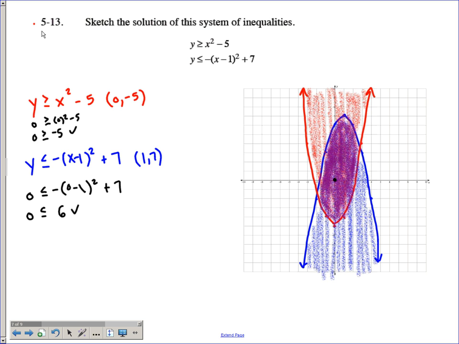This is problem 5-13. Hopefully that was helpful. If you needed assistance or if you were just checking your answers, you can see where our solution is.